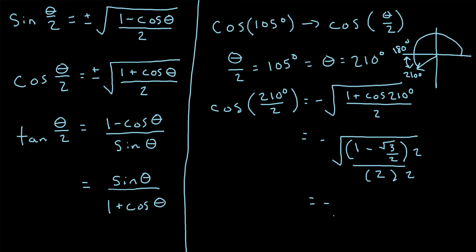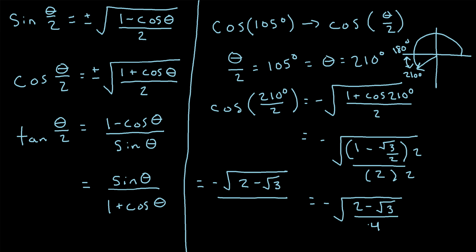So we get negative square root of 2 times 1, that's 2, minus 2 times square root of 3 over 2. These 2's will cancel out and we'll be left with square root of 3. And down here we have 2 times 2, that's just 4. So we can write our final answer as negative square root of 2 minus root 3 over, down here in the denominator, the square root of 4, which is just 2. That will be our final answer. So the cosine of 105 degrees is negative square root of 2 minus the square root of 3, all over 2.